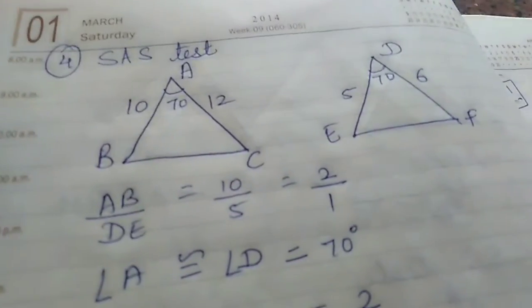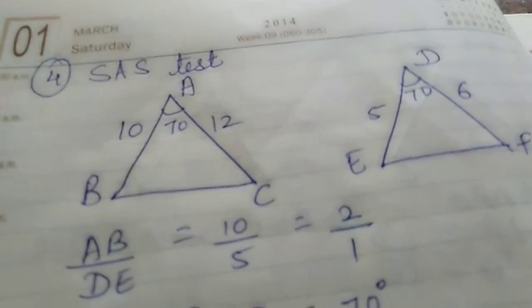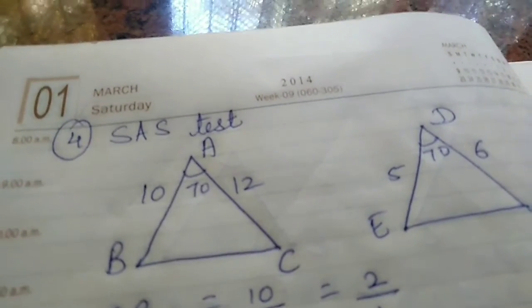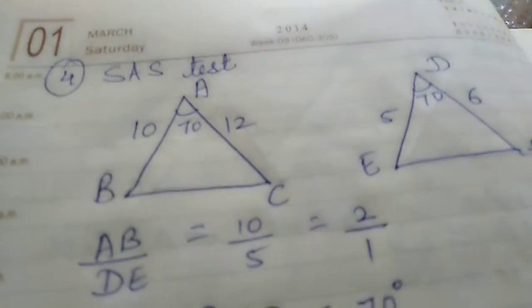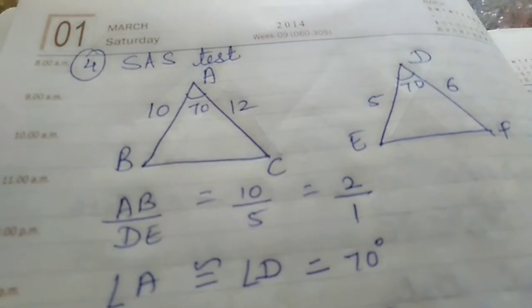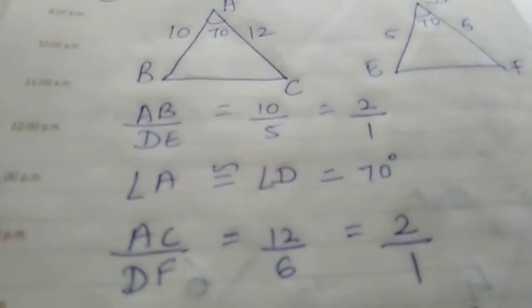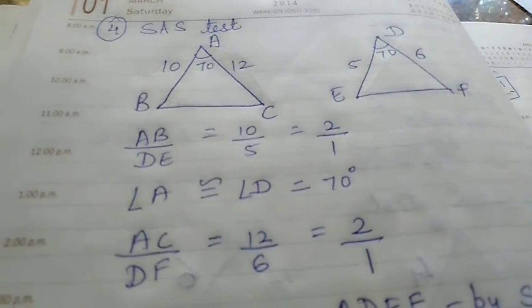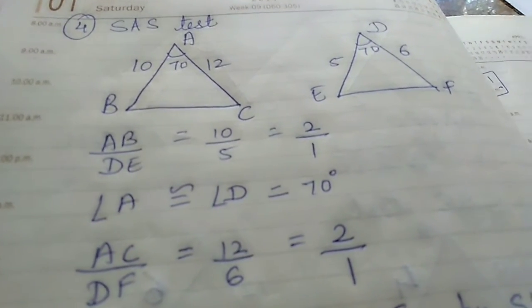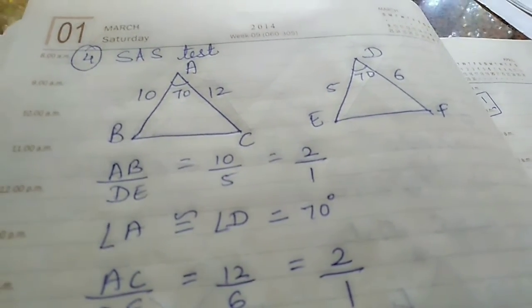Okay. And last is your SAS test of similarity. Again here two triangles are given. Now one angle is given. You can see that angle A and angle D are the same. And the two sides which are making the angle, that is the two arms of the angle, their measurements are given. So you have to check that AB upon DE is equal to 10 upon 5, that is 2 upon 1. Then angle A is given equal to angle D, that is 70. And AC upon DF is equal to 12 upon 6, that is also 2 upon 1.